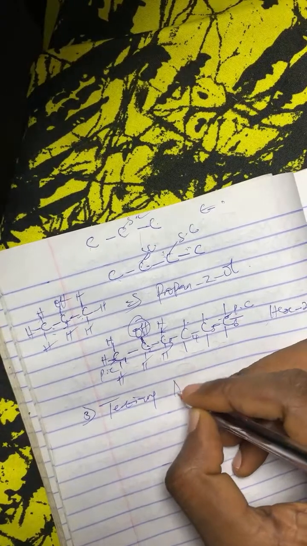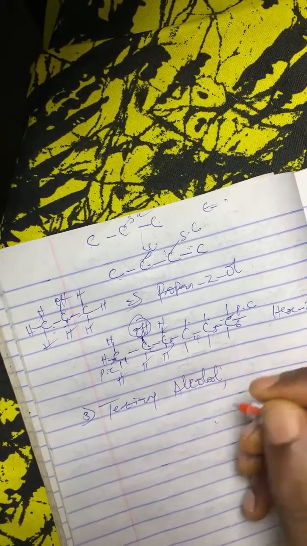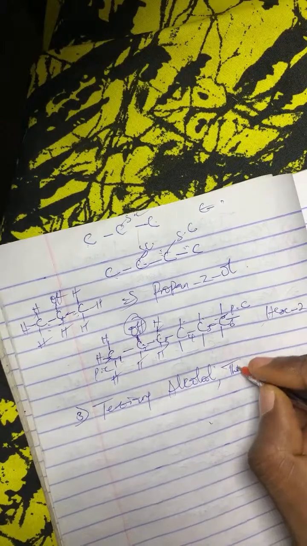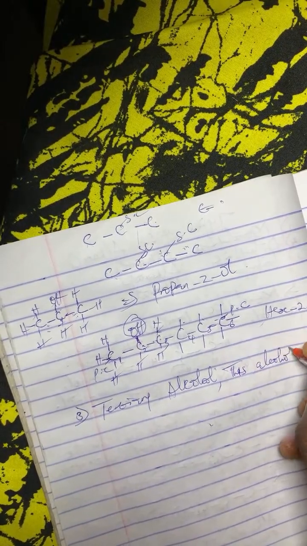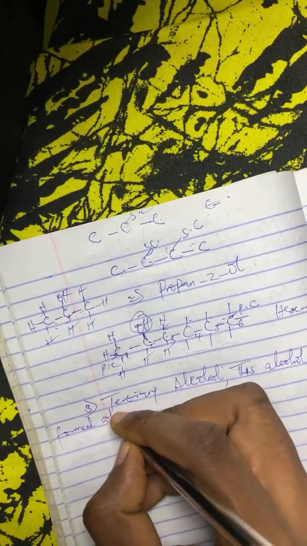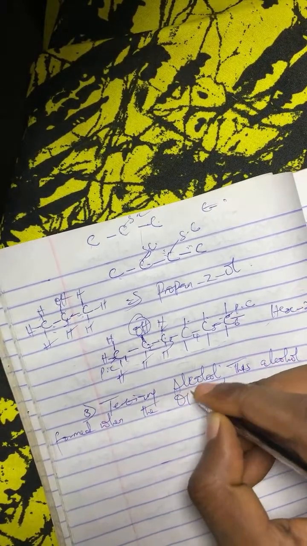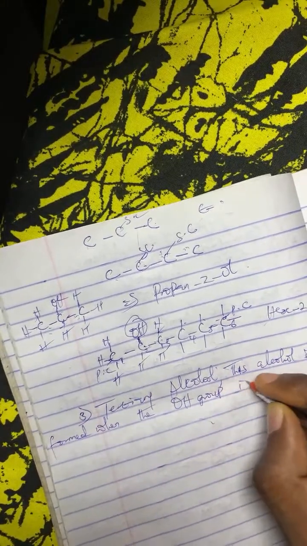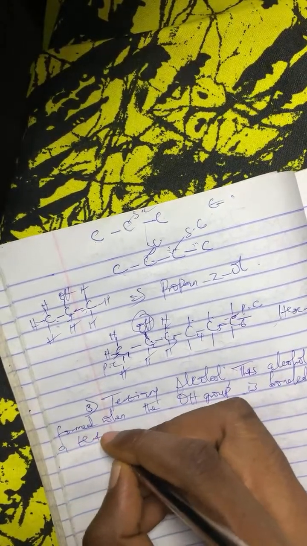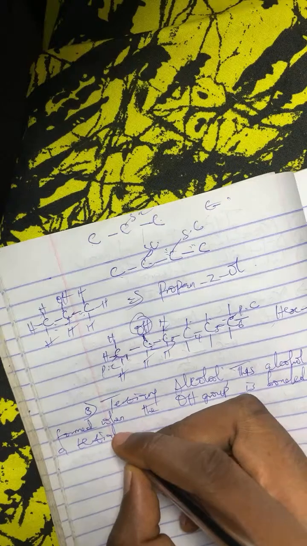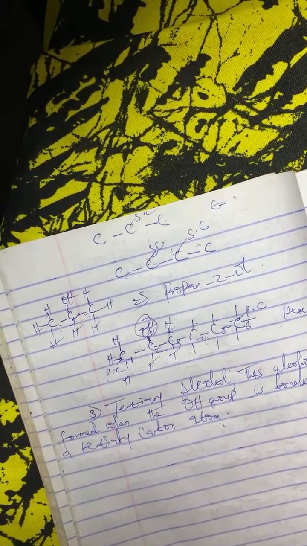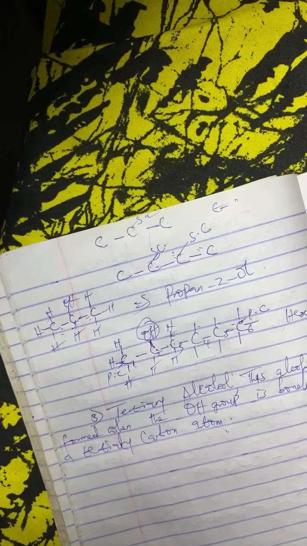Tertiary alcohol. Now in tertiary alcohol, what are we saying? We're saying that this alcohol is formed when the OH group is bonded to a tertiary carbon atom. Are we together now? When the OH group is bonded to what? A tertiary carbon atom. Now, what is a tertiary carbon atom?